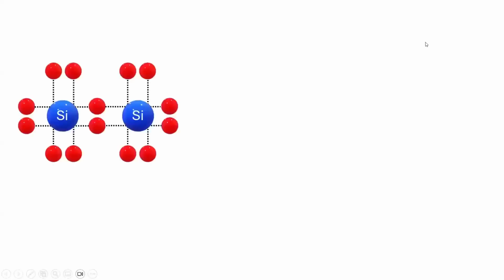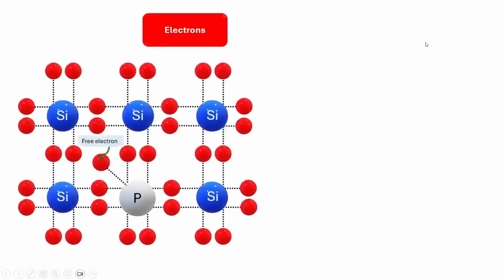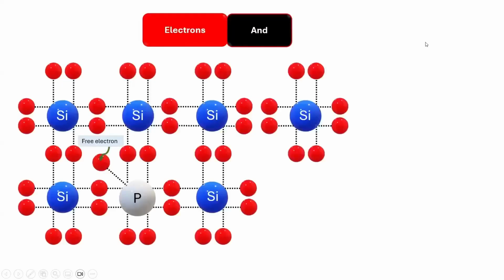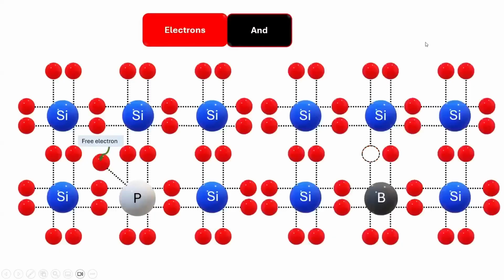Ever wondered how your phone, laptop, or even solar panels work? It's all thanks to tiny charge carriers, electrons, and holes. Let's break it down in the simplest way possible. Today we discuss electrons and holes.